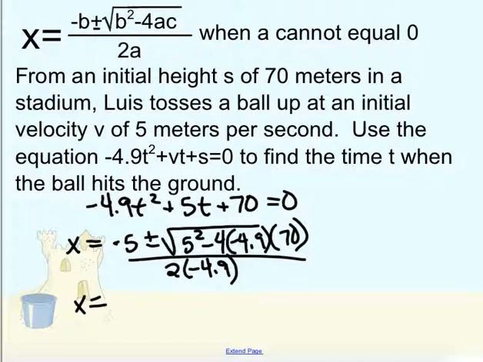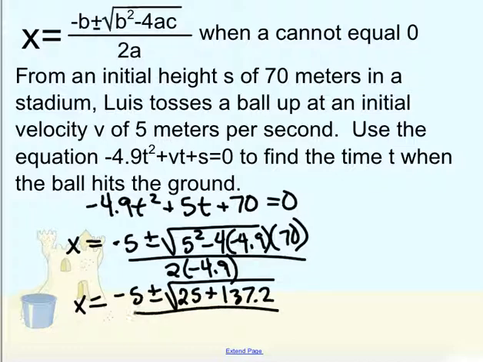There's going to be some kind of nasty decimals here. That's okay. It happens in real life. This is real life. So make sure that you either do this by hand correctly or you grab a calculator and do it. But to simplify, we have negative 5 plus or minus the square root. Well, we get 25 plus, since we have a negative 4 times negative 4.9, and we multiply all that out and we get 137.2, all over 2 times 4.9, which gives me a negative 9.8. We keep simplifying, especially in that radical.